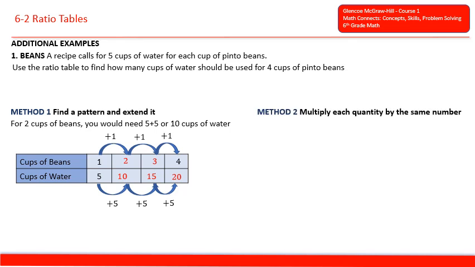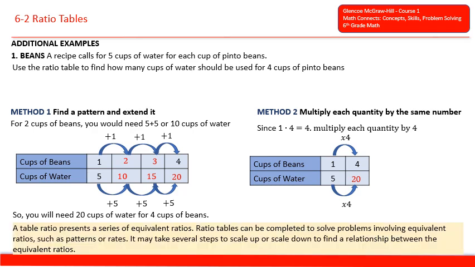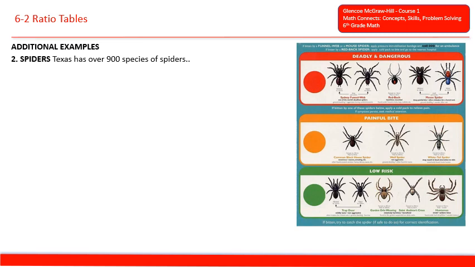So multiply each quantity by the same number for method 2. And hopefully remember that multiplication is just repeated addition. So it should make sense that we can multiply 1 times 4 to get 4, and then multiply 5 times 4 to get 20. So you will need 20 cups of water for 4 cups of beans. A ratio table represents a series of equivalent ratios. Ratio tables can be completed to solve problems involving equivalent ratios, such as patterns or rates. It may take several steps to scale up or scale down to find a relationship between the equivalent ratios. And that is just a reminder from earlier.